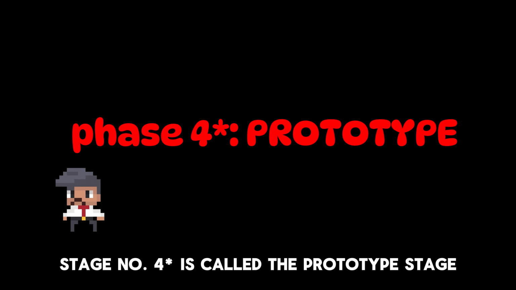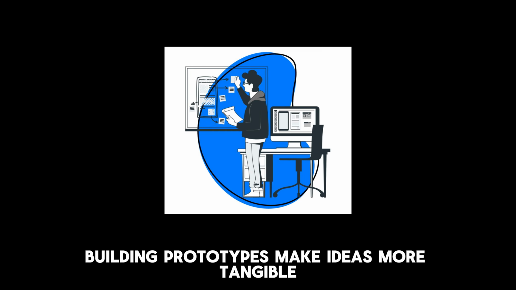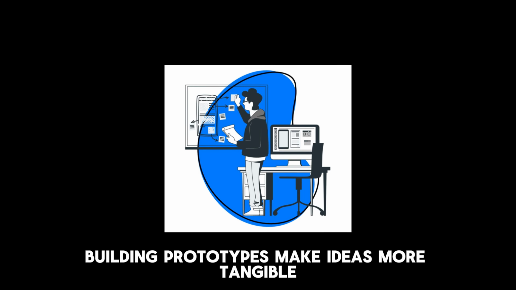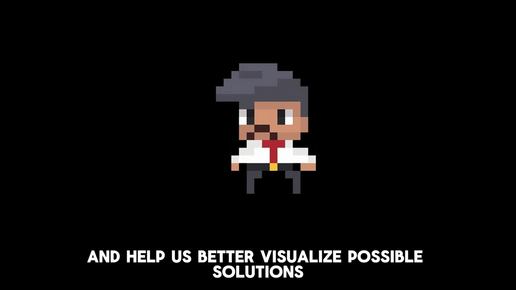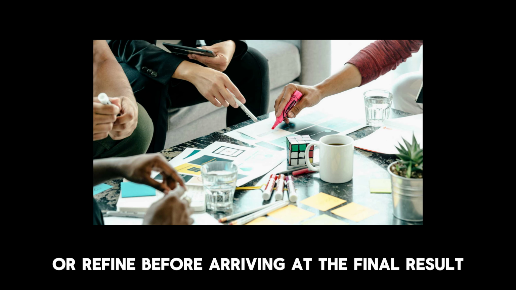The stage number 4 is called the prototype stage, and this is where we turn ideas into reality. Building prototypes makes ideas more tangible and helps us better visualize possible solutions, allowing us to figure out what we need to improve or refine before arriving at the final result.